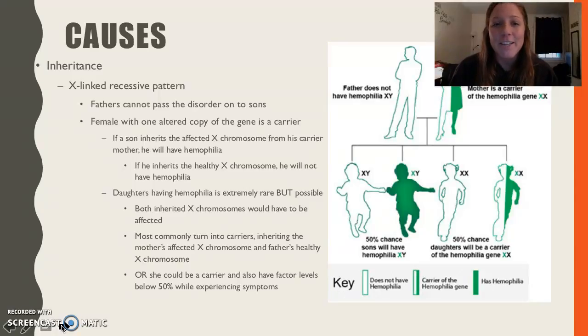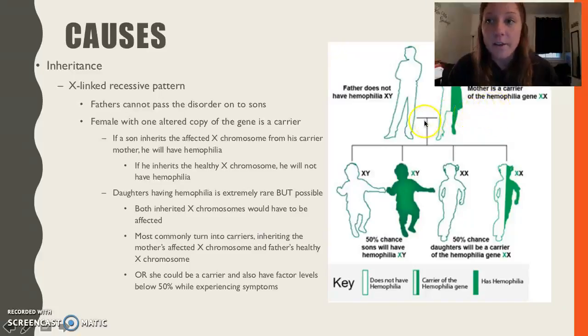Daughters having hemophilia is extremely rare, but it does happen. In this case, both inherited X chromosomes would have to be affected, or the father's X chromosome would have to be absent and the mother's would have to be affected. It is most common that the daughters turn into carriers, which they inherit the mother's affected X chromosome and the father's healthy X chromosome. Or she could also be a carrier and have factor levels below 50%, which would mean she would be a hemophiliac.